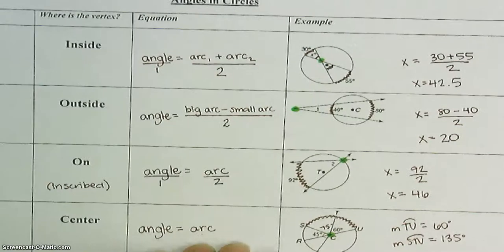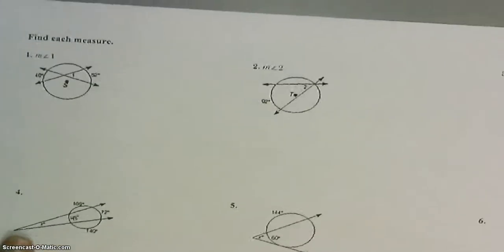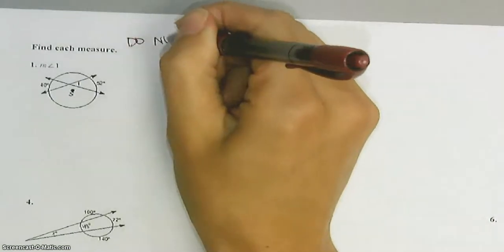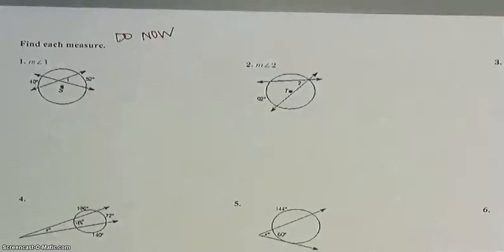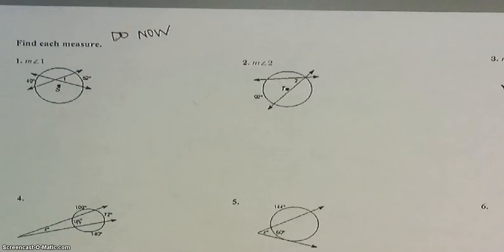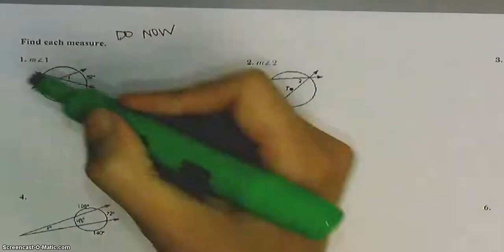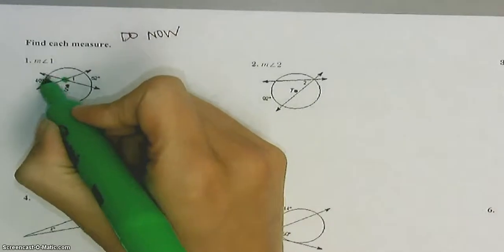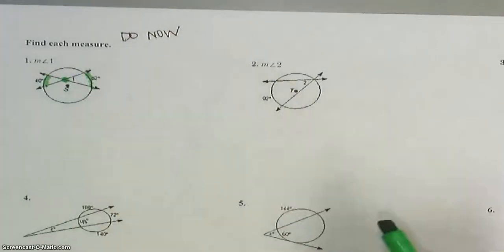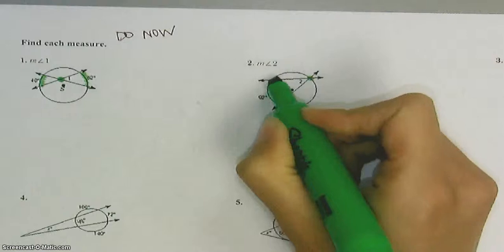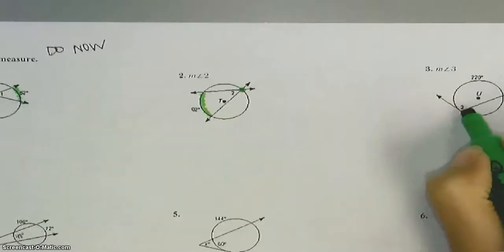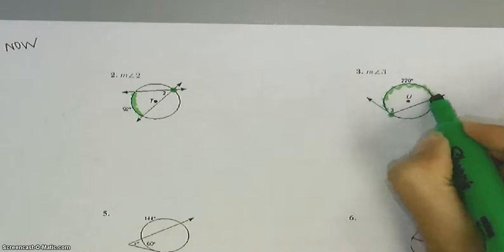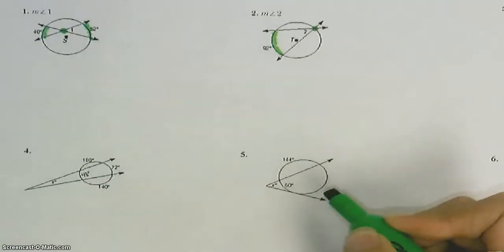I want you to flip over to the back side now, and you've got 6 questions to do. I want you to do these now. Make sure you're identifying where the vertex is. The first thing you should do is go through, look where that vertex is, and look at the arcs that it's making. Vertex, arcs. Vertex, arcs. In that case, just one arc.